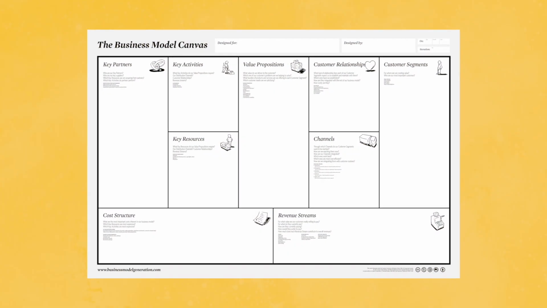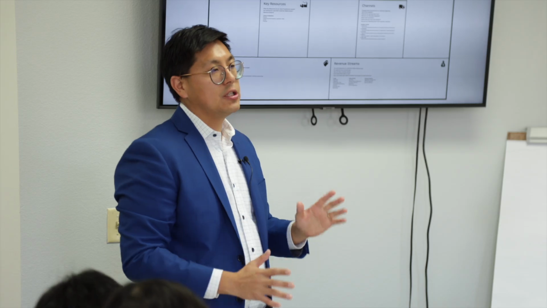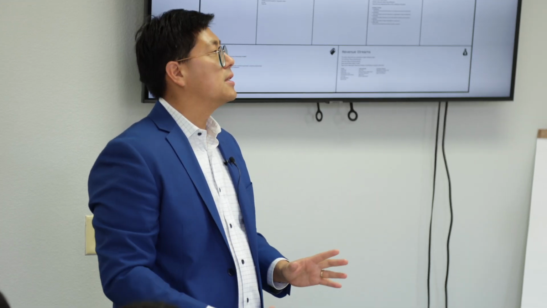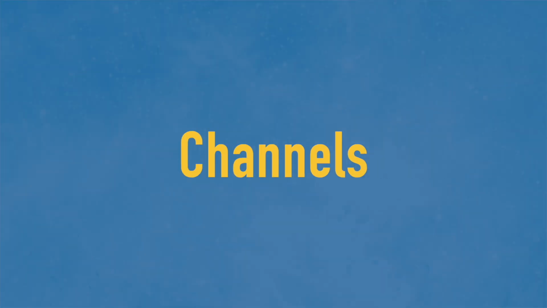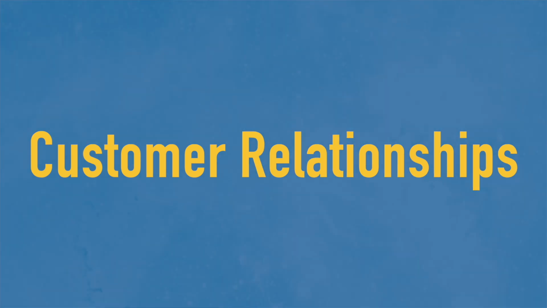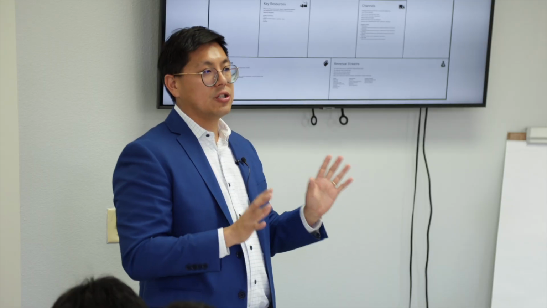So this is called the business model. It's from the book Business Model Generation. It's broken up into 9 different sections: key partners, key activities, key resources, value proposition, channels, customer segments, customer relations, revenue stream, and cost structure. When you want to evaluate a company, these are some of the things that you should really consider.